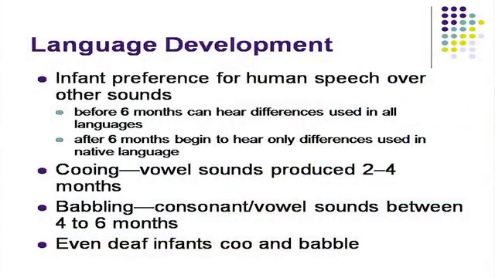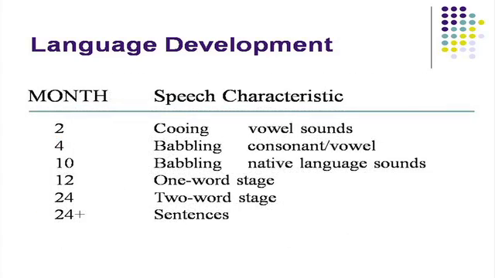Cooing, vowel sounds produced 2 to 4 months, babbling, consonant vowel sounds between 4 to 6 months. Even deaf infants coo and babble. Remember, we have different language center in your brain. They cannot hear, but they can still make the sounds. Remember that? So that's standardized, okay? Cooing 2 months, and then 1 word stage is 12 months, about a year. About 2 years old, 2-word stage, and 2 years plus sentences.